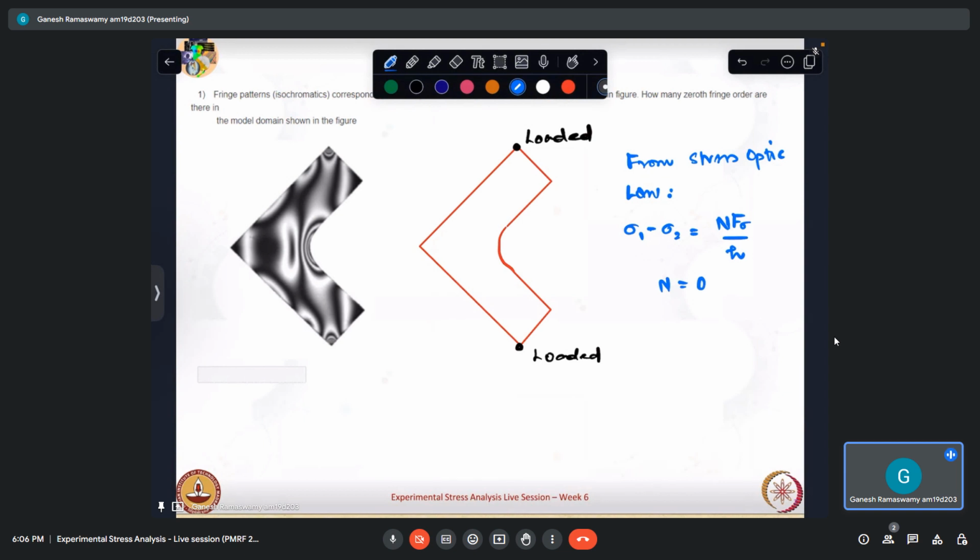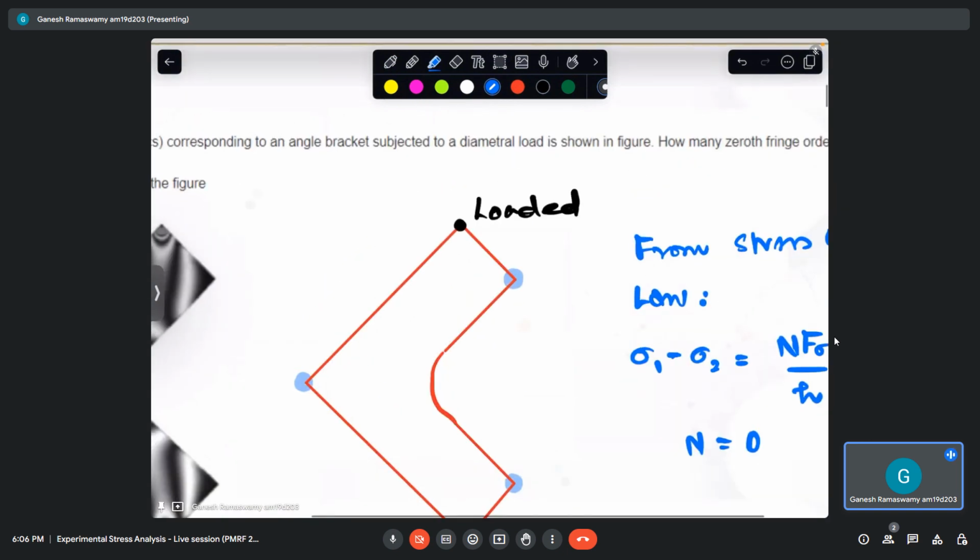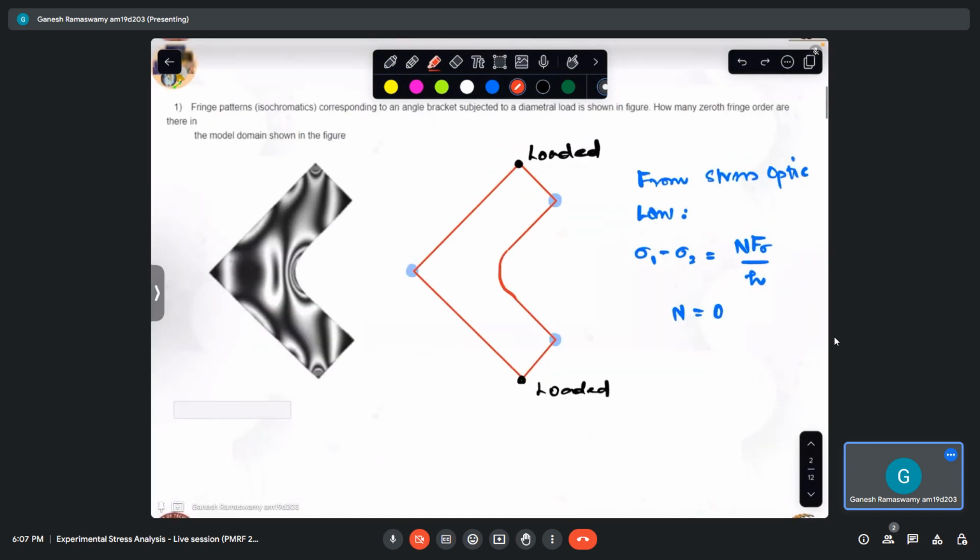Now, let us go about identifying these points. We know that this is one point where we have a free sharp outward corner. This is another point. Similarly, this is another point. So, we have identified 3. If let us say that this corner was not loaded and it was free, then we can see that the fringe order here would also be 0, but since it is loaded, it is not traction free, hence we cannot make that conclusion. So, we have already identified 3 points, namely 1, 2 and 3, where fringe order is 0.